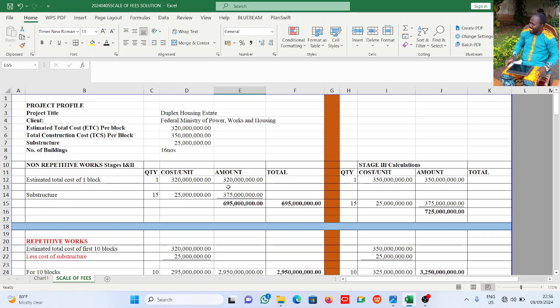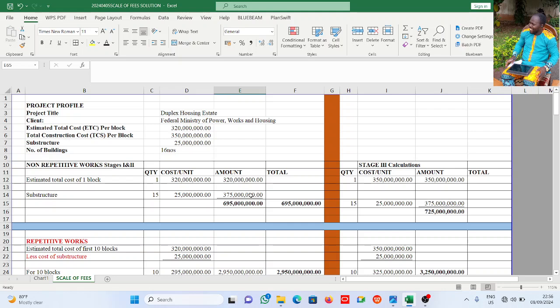These are the three different phases, and basically these are what we are going to be looking at in this solution. Alright, firstly we have two costs. One is the estimated total cost at tender, that's the contract sum, while the second is the total construction sum, that is the cost at completion, right?